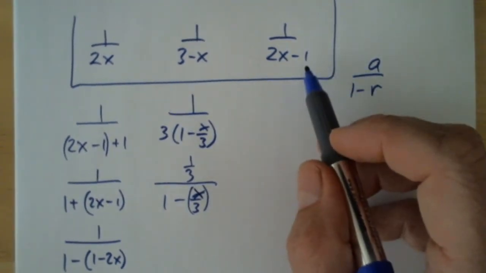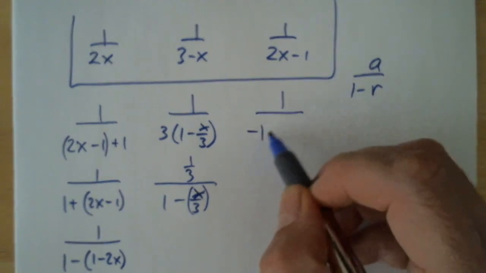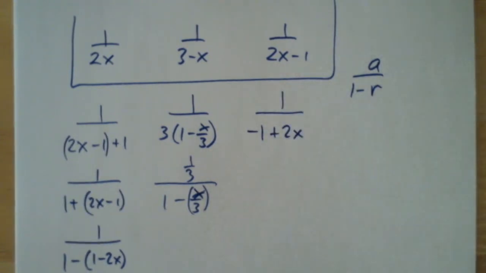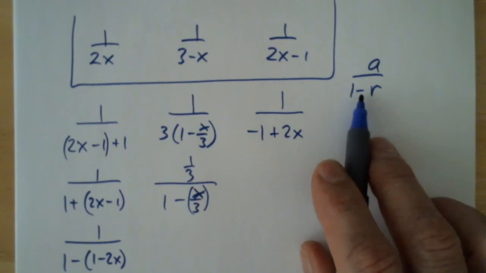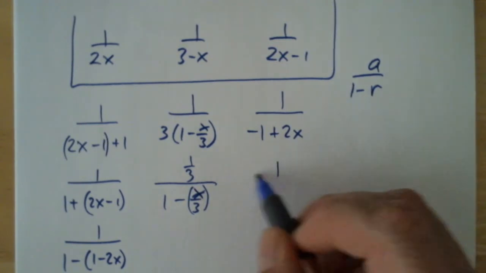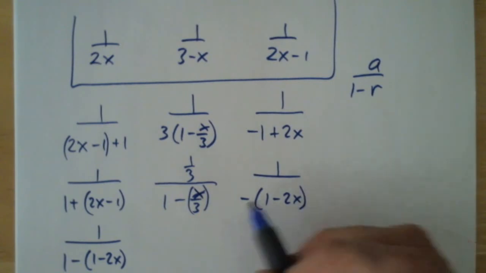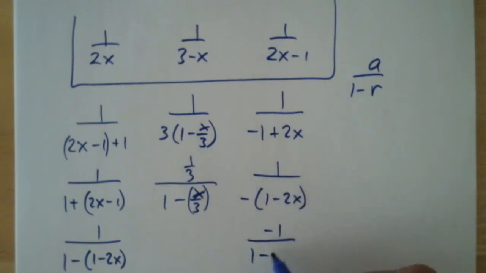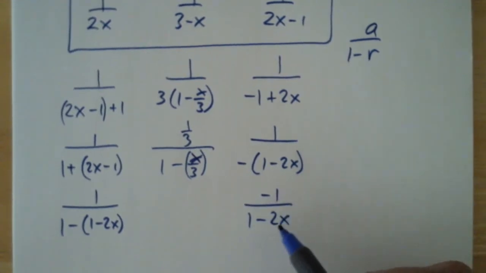This one, we want the 1 to be first. So we could say negative 1 plus 2x. Well, we're getting to the right form. We have the 1 first, but it needs to be a positive, and then we have to have subtraction. So we can just factor out a negative, and then put the negative in the numerator. And now we have a number over 1 minus something with a variable.